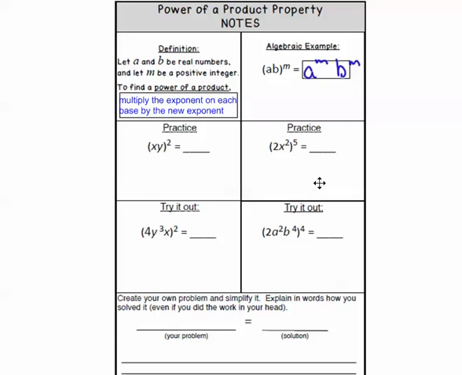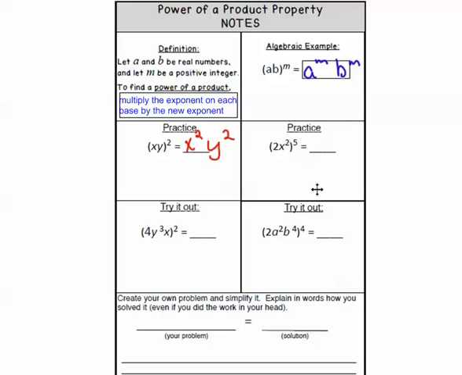So down in our practice, let's take a look at what would happen if we had x multiplied by y, 2 different values that we don't know about, so we can use variables, and we're going to square that product. So another way a mathematician could write that would be to say, well, I'll take x to the second power and multiply that by y to the second power. In our second practice, we actually have what's called a coefficient, or a number in front of our variable. That doesn't change what we do.